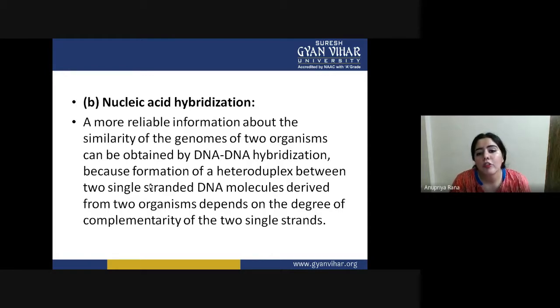Because the formation of a heteroduplex between two single-stranded DNA molecules derived from two organisms depends on the degree of complementarity of the single strands. The whole hybridization process basically depends on the complementarity between these two DNAs. That's why this complementarity in nucleic acid hybridization is very important, and if they hybridize, they are definitely the same.